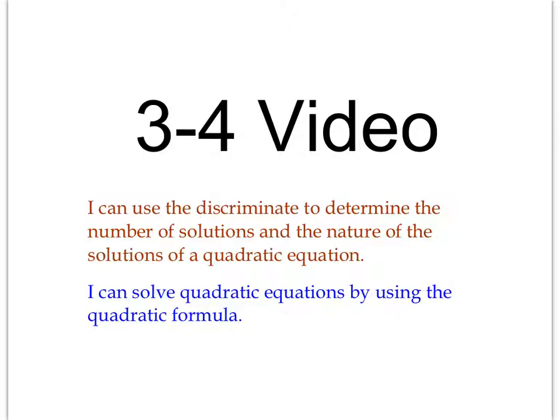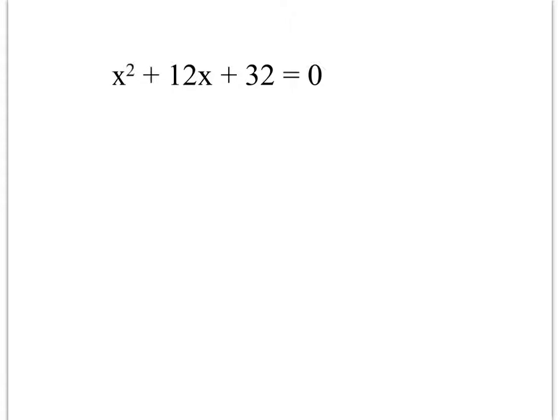and final method for solving quadratic equations. Okay, if we look at the quadratic equation right here, x squared plus 12x plus 32 is equal to 0. I could solve this by factoring. I could solve this by graphing. I could complete the square.